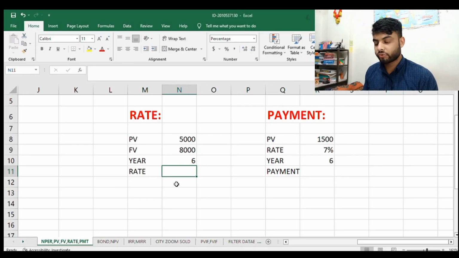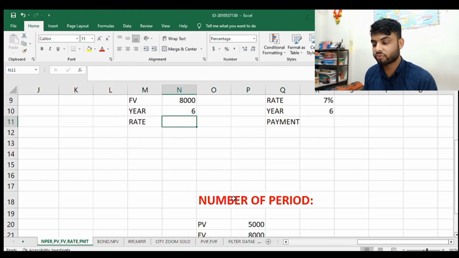Today I am talking about Microsoft Excel, which is the most popular spreadsheet software in the world. As you can see on this screen, today we will calculate interest rate, payment and number of periods in Microsoft Excel. So firstly, we will calculate interest rate.